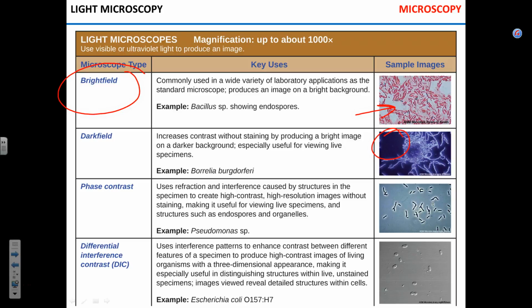What is good is that you can use it to observe live cells, because staining inevitably kills them. We're going to try and observe those bacteria live. We may or may not see them. Probably will, but you won't be able to tell a lot about them. We don't have dark field on those microscopes, but if we did, we could try. Look at the dark field of live samples. So you see Borrelia burgdorferi right here. It's a spirochete that causes Lyme disease.